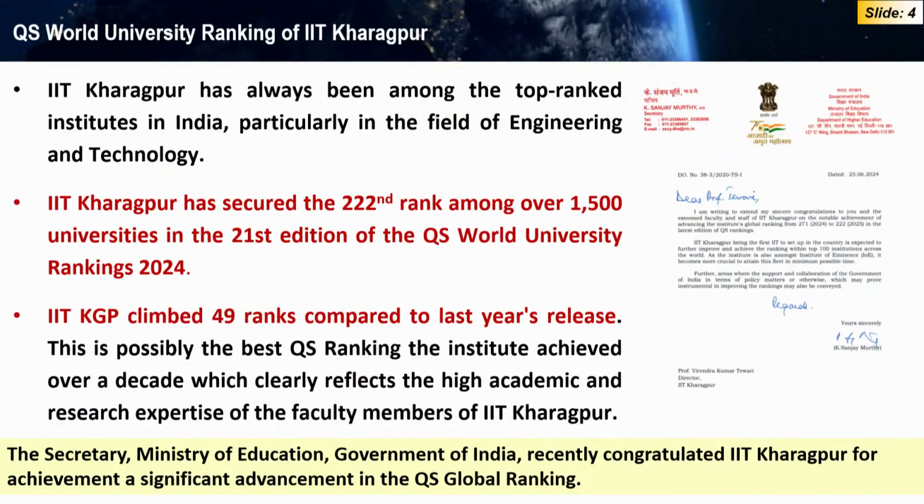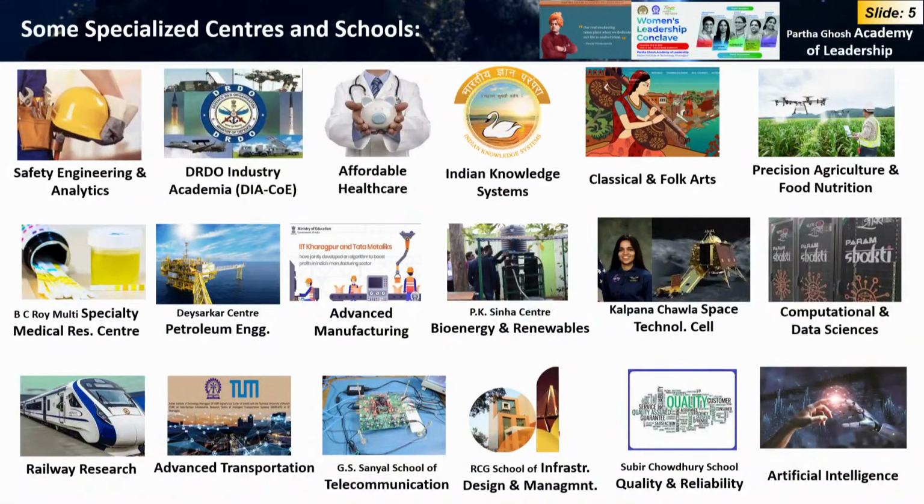This year, our rank has also improved because we climbed 49 ranks. We have certain disadvantages like teacher-student ratio and number of overseas students and overseas faculty. Still, we are doing well. We have dedicated centers in all the important areas, starting from safety in industry, defense, affordable healthcare. You can have a look here that AI, ML, all the buzzwords now, we have dedicated centers and schools looking after these things. And these are some. There are many more centers.